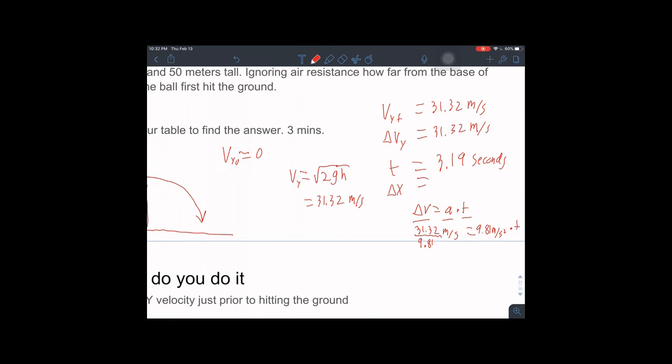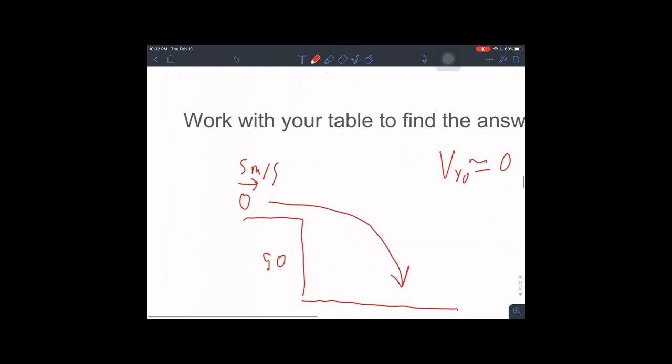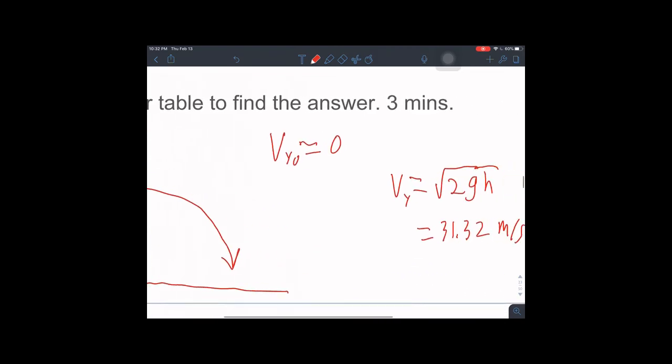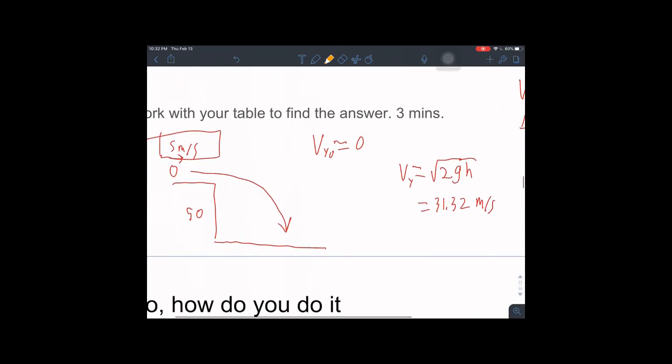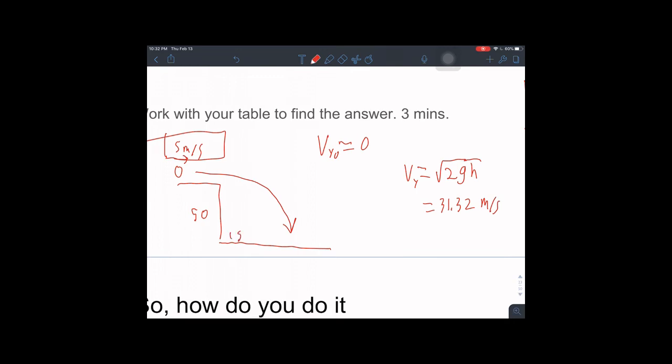If we know it's in the air for 3.19 seconds, the only thing we have to look for at this point, and for the first time, is the x velocity of 5 meters per second. 5 meters per second times our 3.19 seconds gives us an x displacement of 15.96 meters. What this means is that this ball traveled 15.96 meters in this direction before it hit the ground.